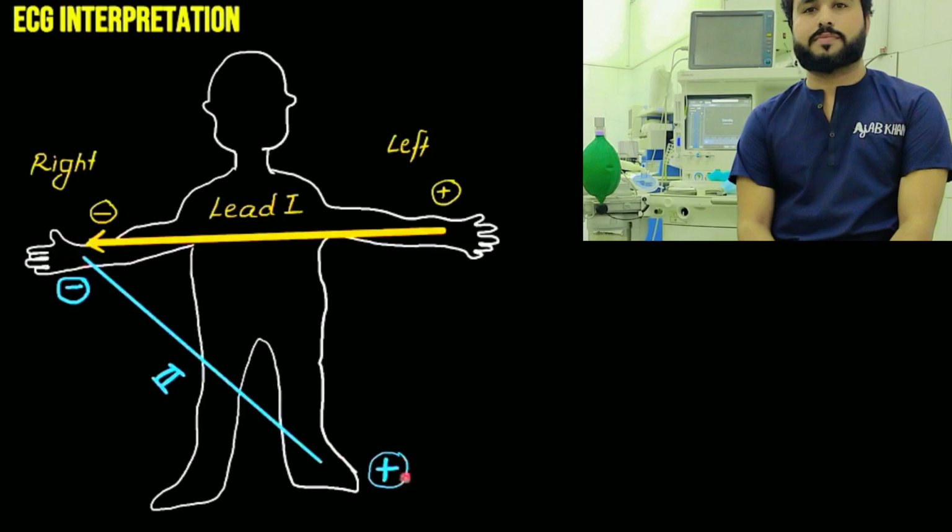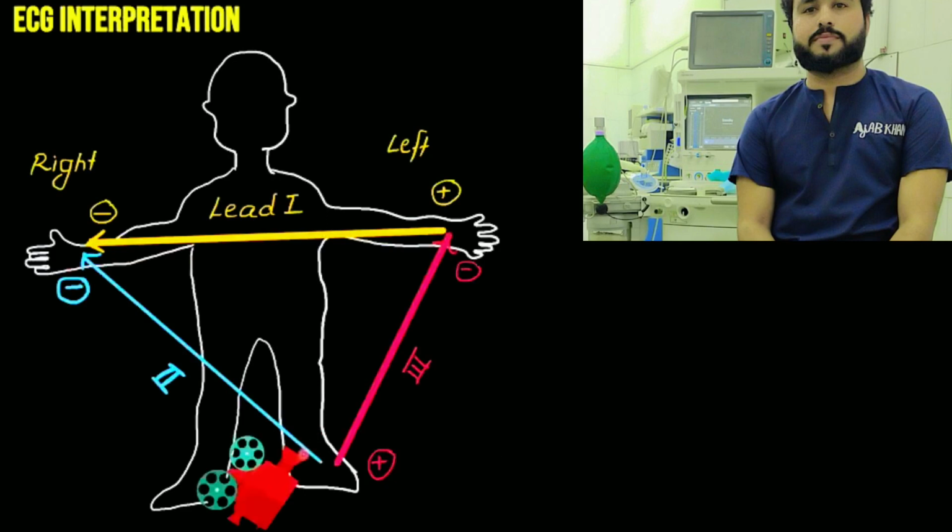And this positive electrode is acting as a camera, and it is looking at the heart from the left foot towards the right side. So it is looking at the heart from beneath. So we are capturing another angle of the heart, another view of the heart. Coming to lead 3, in lead 3, we place the positive electrode on the left foot of the patient and negative electrode is placed on the left arm of the patient. So we are capturing another angle to look at the heart from positive to negative. The positive electrode acts as a camera.